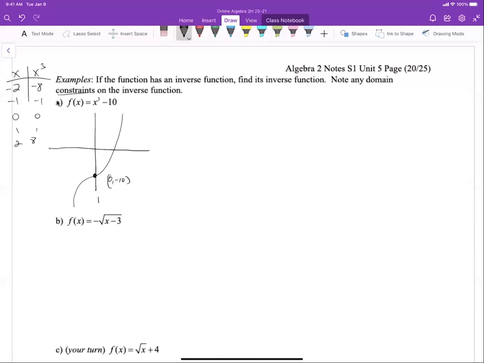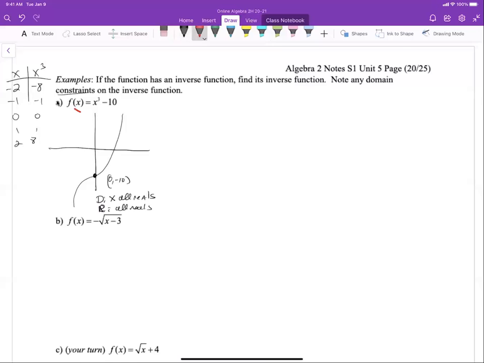It has a domain. What are my x restrictions? It has none. It has all reals for my domain, and my range also has all reals. So there's my domain and range of my original function. Okay, so now what do we do?